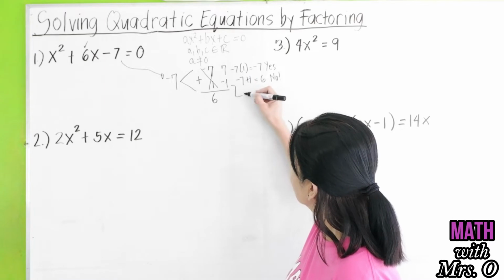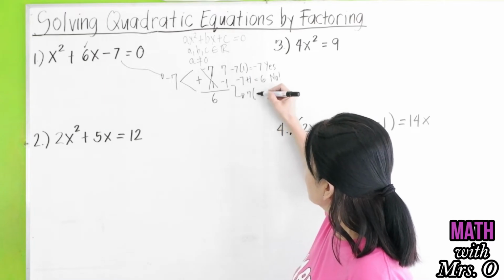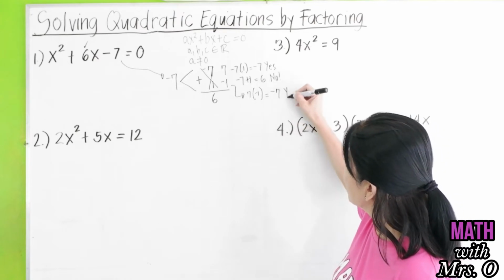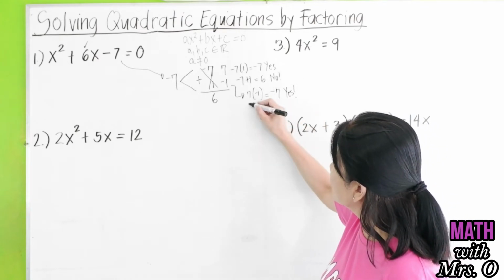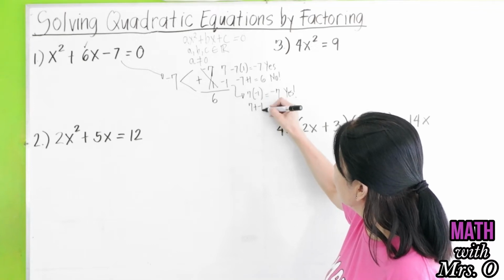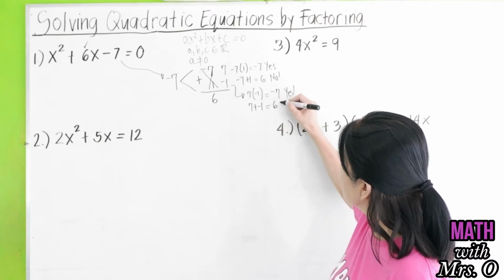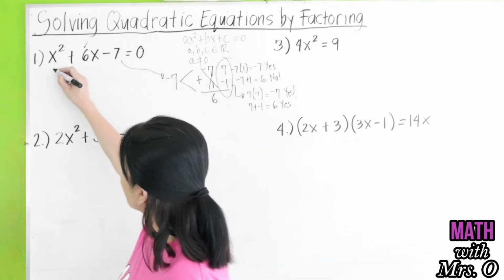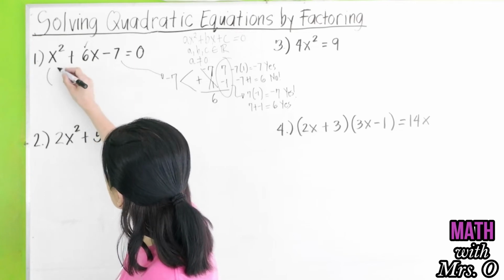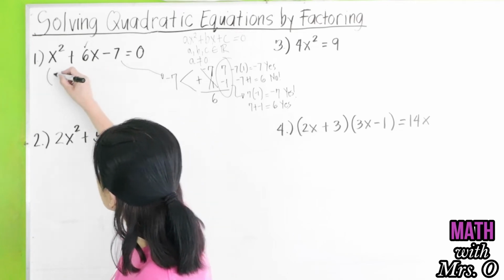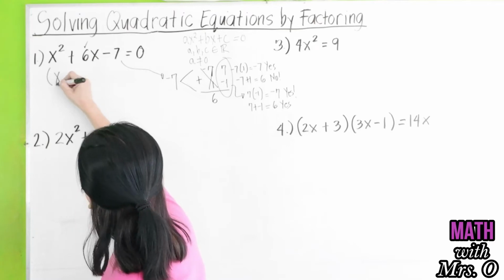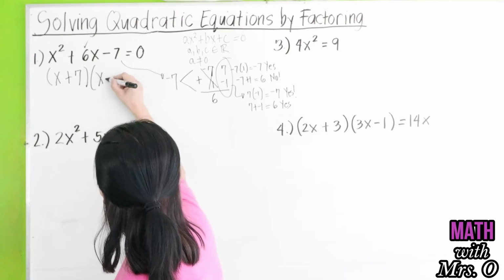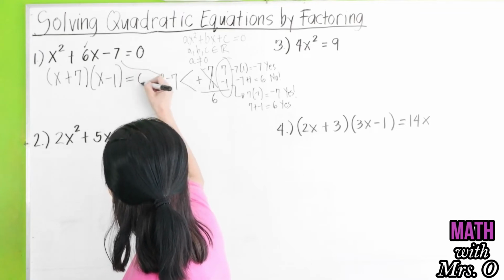Okay, let's try. If we multiply 7 times negative 1, do you get a negative 7? Yes. And if you add 7 plus negative 1, do you get a 6? Yes. Therefore, we can now use this. So, the factors of x squared plus 6x minus 7 are x plus 7 times x minus 1 equals 0.